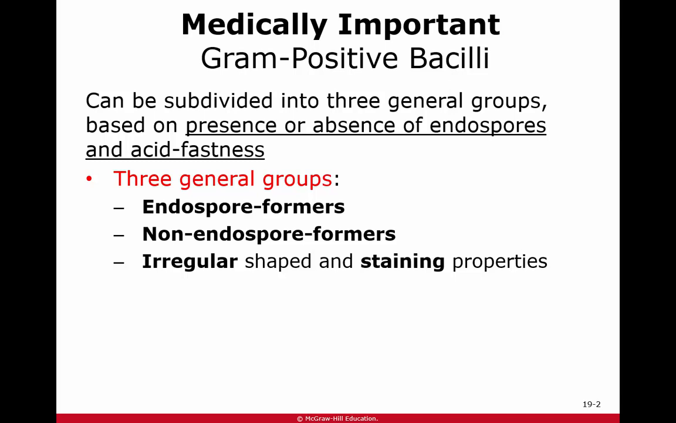Okay, and the key here is, do they have an endospore or not? And are they irregularly shaped, or do they stain odd or peculiar? So basically, are they endospore formers? Are they non-endospore formers? Or do they stain irregular? Those are the three major categories when we're thinking about bacillus.